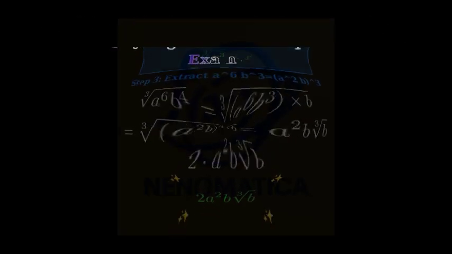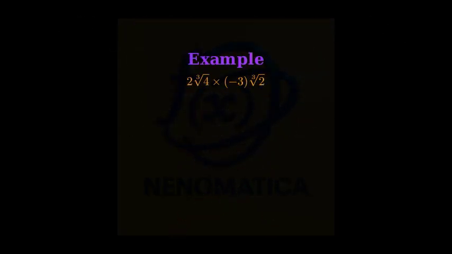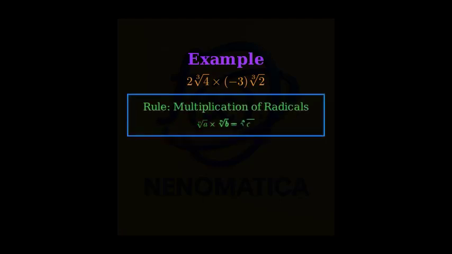We need to calculate the product of two radical expressions, 2 cube root of 4 times -3 cube root of 2. Let's solve this step by step. First, we'll use the property of multiplication. When multiplying expressions with the same root index, we can rewrite the multiplication as the product of the coefficients times the same root of the multiplication of the radicands.